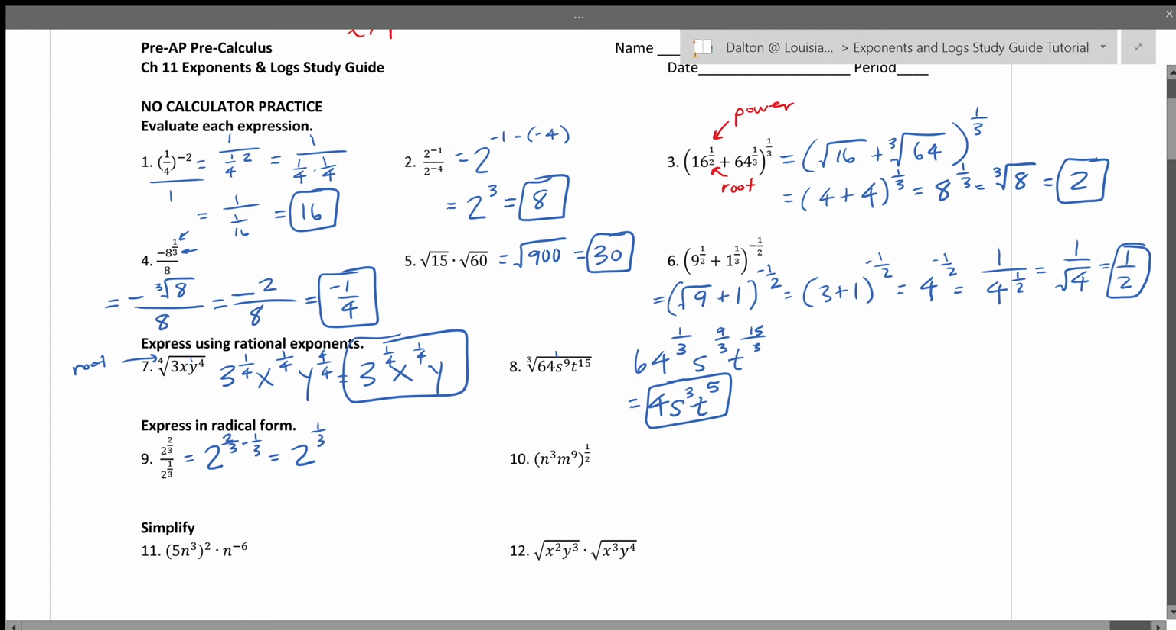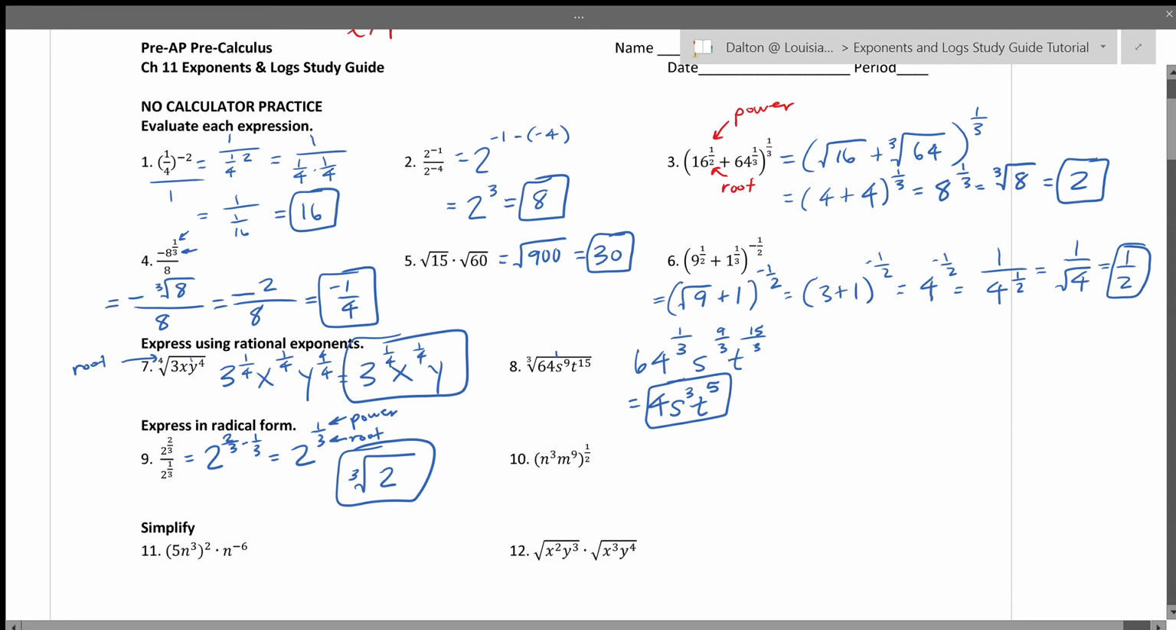And then 2 to the 1/3 power expressed as a radical. Remember, the numerator is the power, the denominator is the root. So I can express this as the cube root of 2 to the first power. But again, you don't have to write that 1. It's understood there. So the cube root of 2.